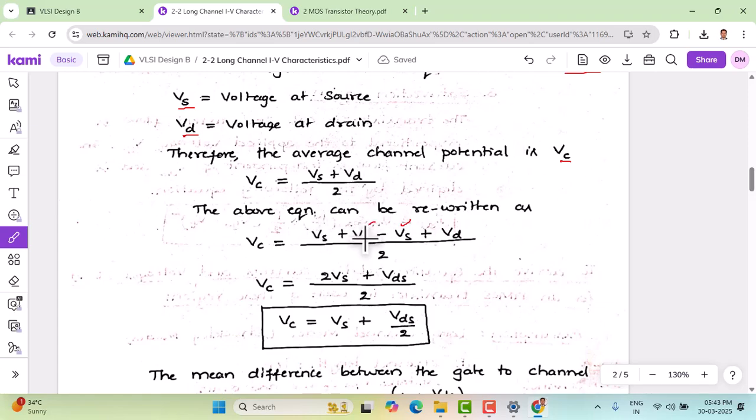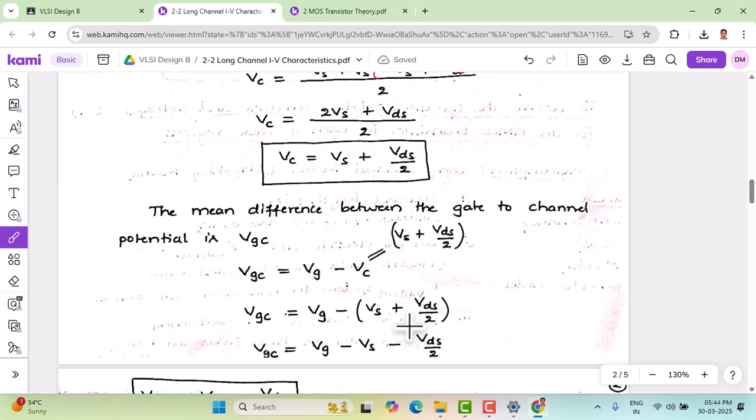So we can rewrite this equation as Vs plus Vs minus Vs plus Vd by 2. The two Vs terms can be written as 2 times Vs, but Vd minus Vs can be written as Vds. So if I put a bracket here, Vd minus Vs can be written as Vds, and it becomes 2 times Vs plus Vds divided by 2. Splitting this into separate terms, we get channel potential as Vs, the 2 cancels out, plus Vds divided by 2. That is the equation for channel potential.